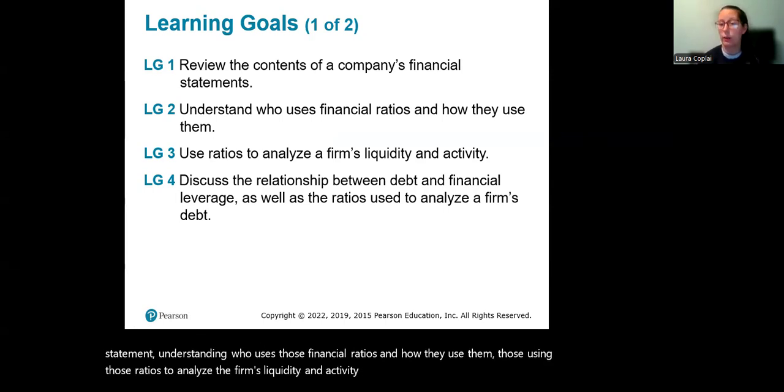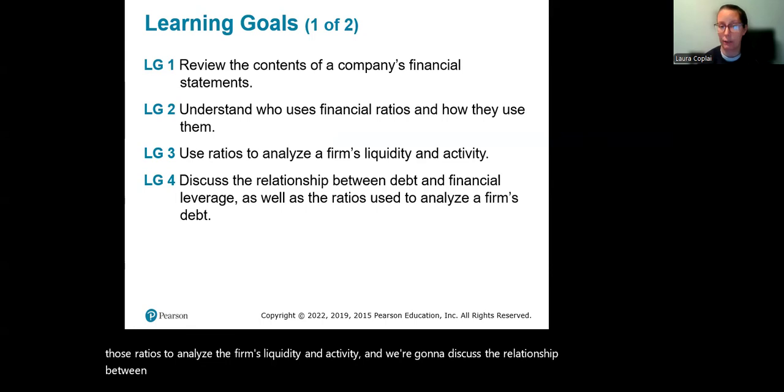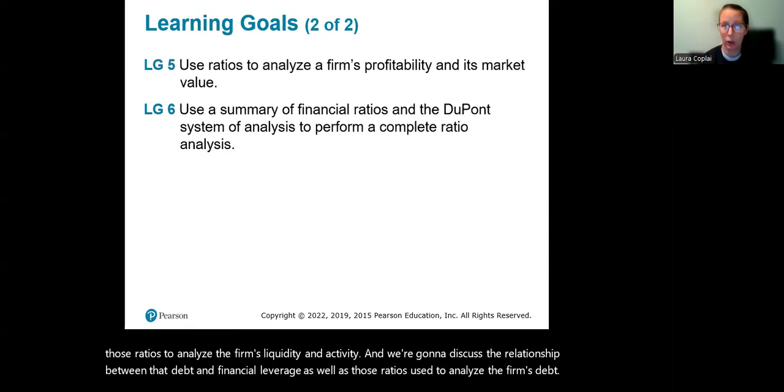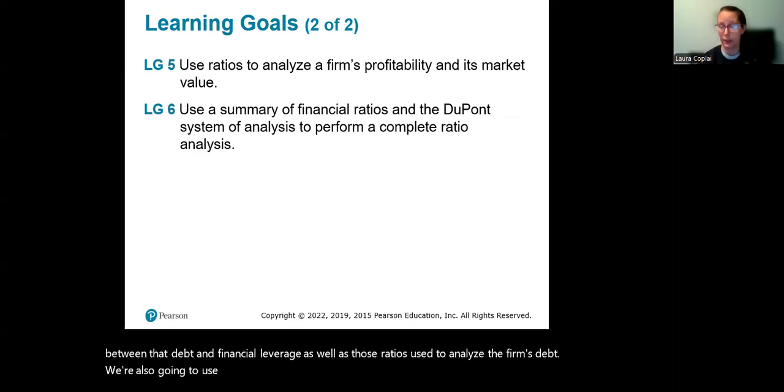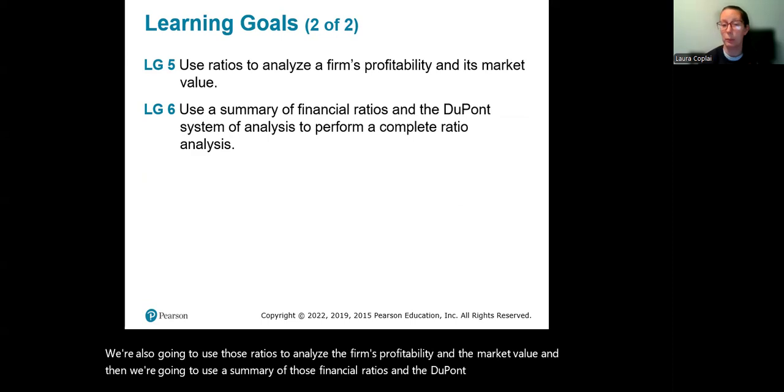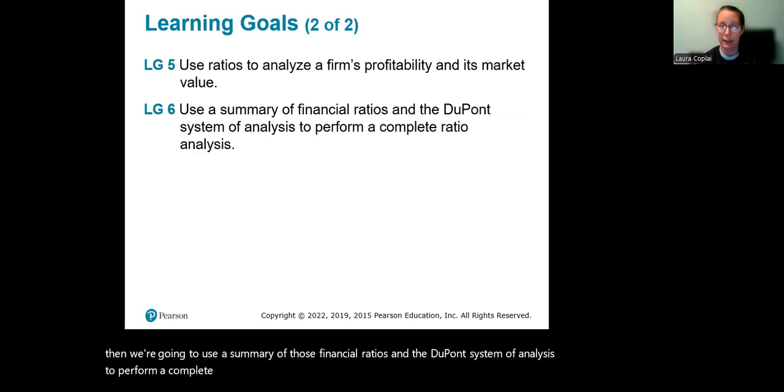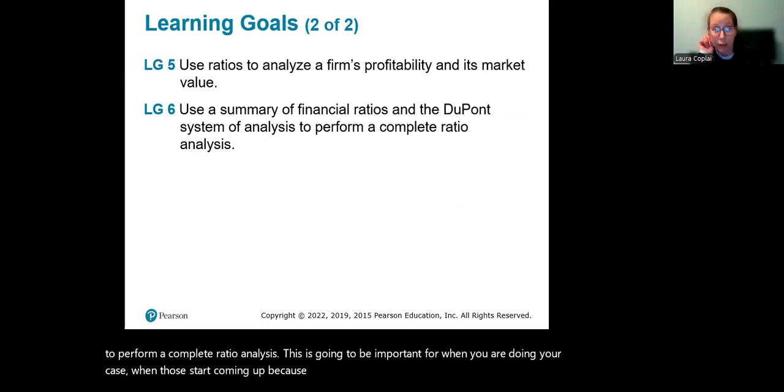And we're going to discuss the relationship between debt and financial leverage, as well as the ratios used to analyze the firm's debt. We're also going to use those ratios to analyze the firm's profitability and market value. And then we're going to use a summary of those financial ratios and the DuPont system of analysis to perform a complete ratio analysis. This is going to be important for when you are doing your case, when those start coming up, because you're going to be looking at financial statements to look at those financial ratios.